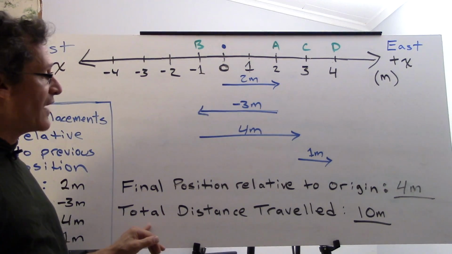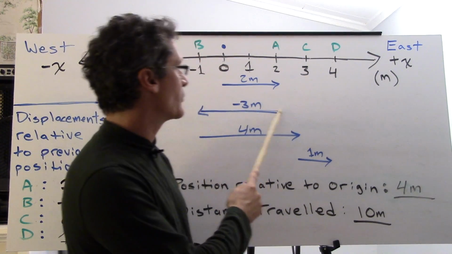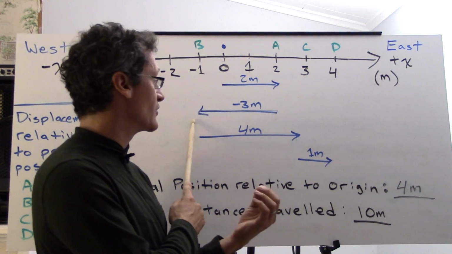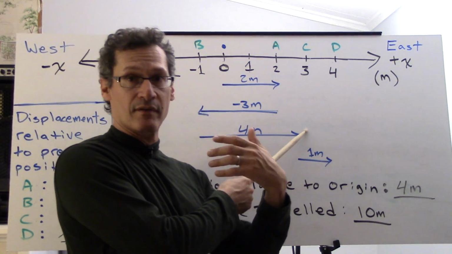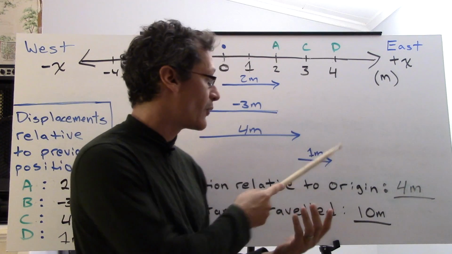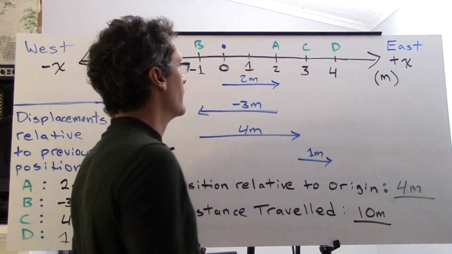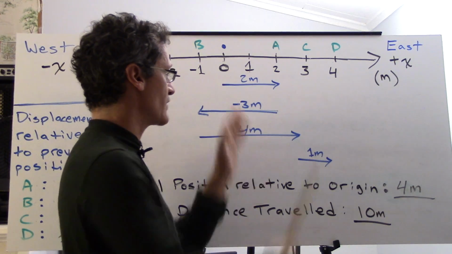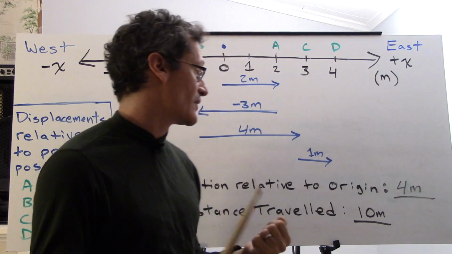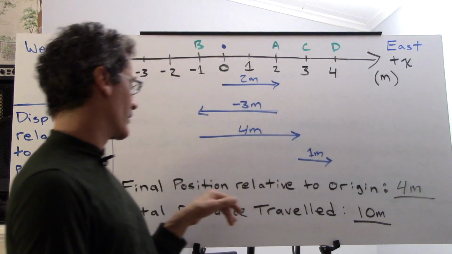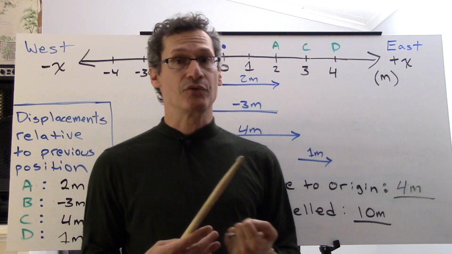But the total distance traveled was 10 meters. Well, how did we do that? Well, we went 2 meters forward, 3 meters backwards. That's 5 meters in total. 4 meters of travel would be 5 plus 4, 9, and then another one is 10. So we just add up the absolute value of all of these distances. You take the absolute value of all of these numbers, and that gives you the total distance. Whereas if you're looking for position relative to the origin, you add the numbers up, including their sign.